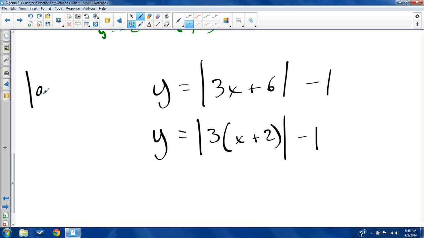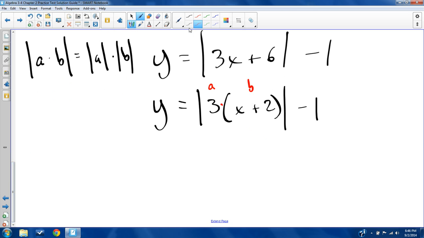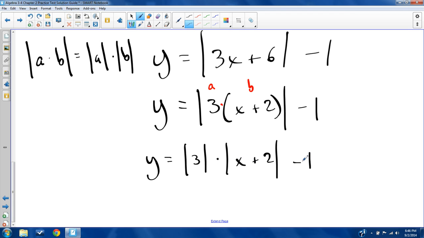Now there's a property: if you have an absolute value with a product inside, that's the same as the product of two absolute values. If I have a times b inside the absolute value, I can separate those into two different absolute values as long as I'm still multiplying them. Inside here I have a product, 3, treat that as my a, and x plus 2, treat that as my b. So I can actually separate those. I can say y equals the absolute value of a times the absolute value of b, minus 1.